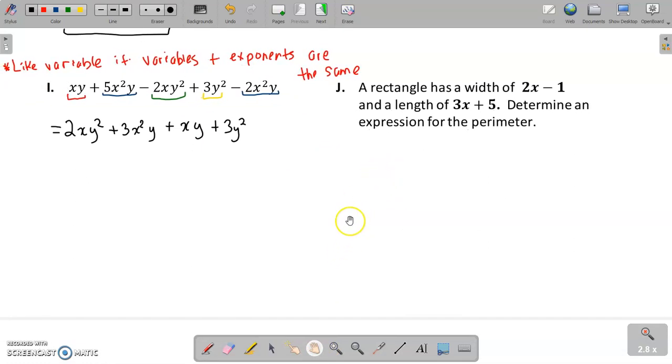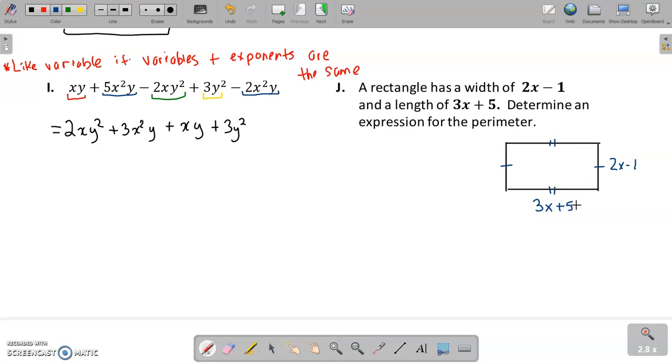Now the final example for this lesson is we have a rectangle with a width of 2x minus 1 and a length of 3x plus 5. Determine an expression for the perimeter. So first, just to get an idea of how it's going to look, you could draw out a rectangle and then label the sides. We can see these two sides are the same length, these two are the same length. So the shorter side would be 2x minus 1, and the longer side would be 3x plus 5.